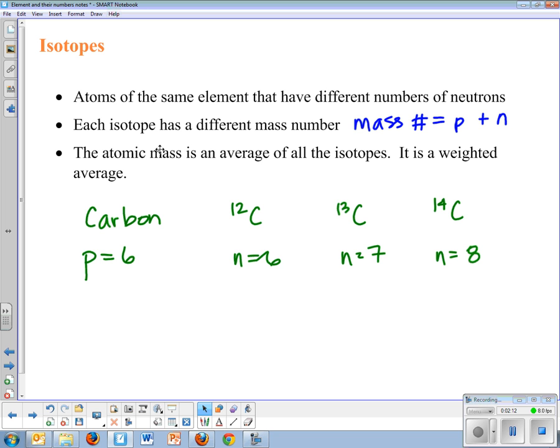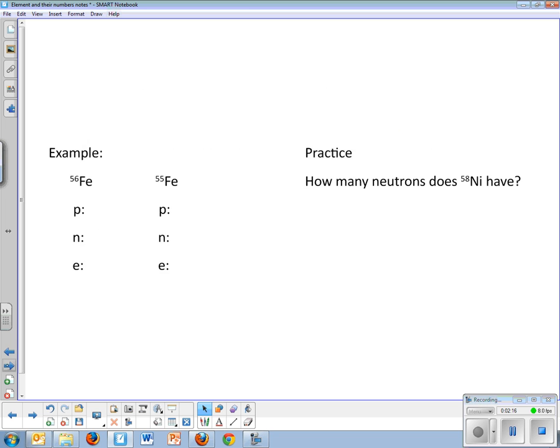So it's a weighted average, which we'll go through in class when we do our nuts and bolts team example. So let's go through a couple examples with iron here. We've got 2 different isotopes. I know this because I see the mass numbers are different. We've got iron 56 and iron 55.